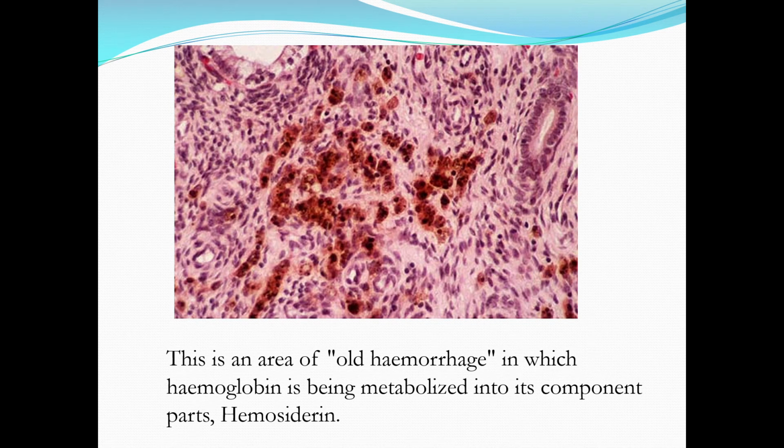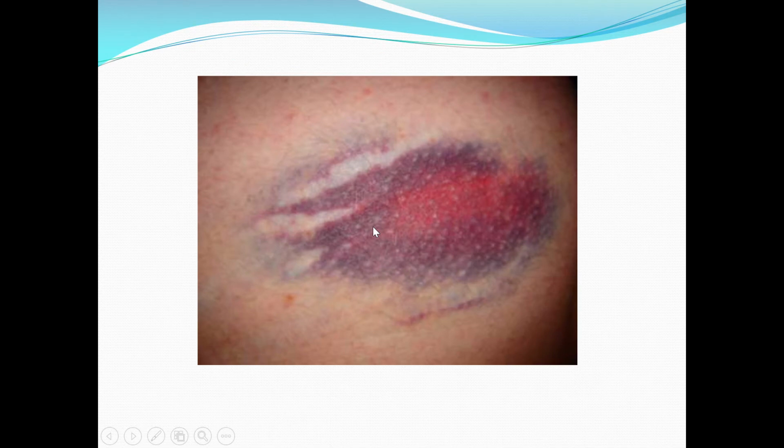So this is a photograph of an old hemorrhage. You can see hemoglobin is being metabolized into its component parts, that is hemosiderin. This is the bruise. You can see here on the periphery the collection of hemosiderin is there.